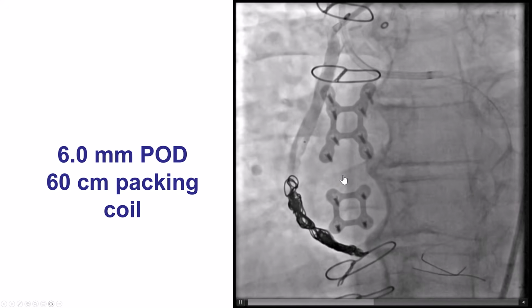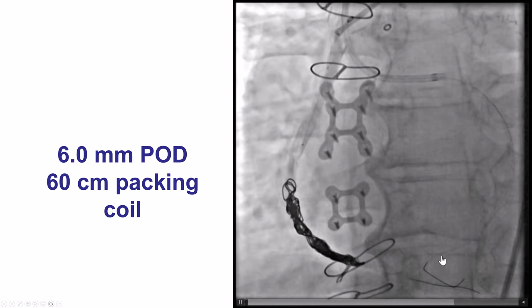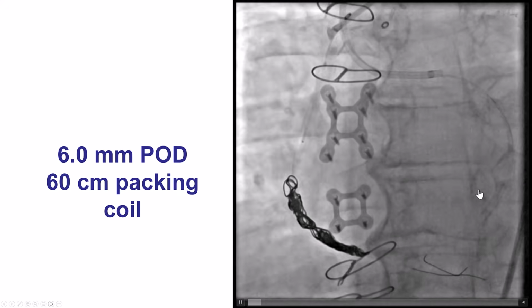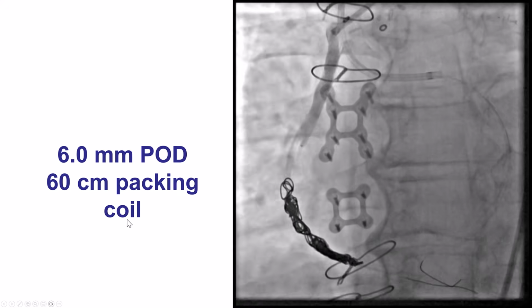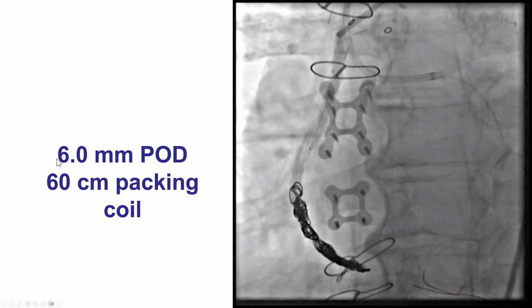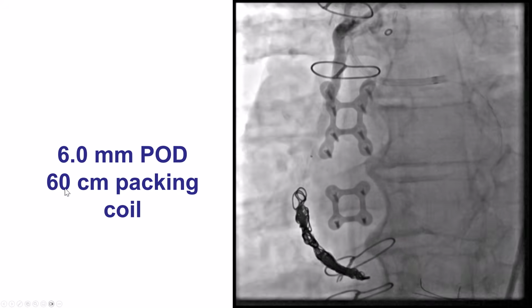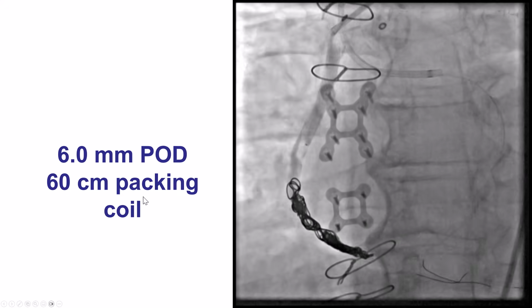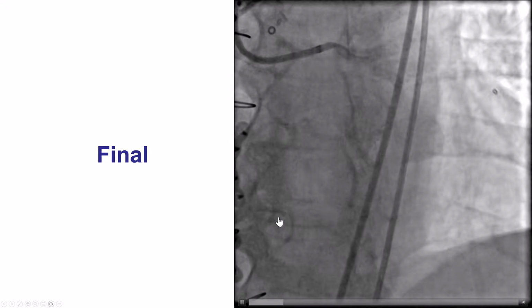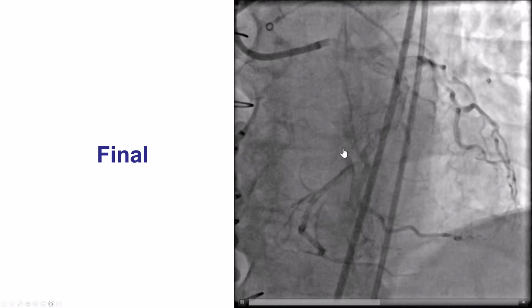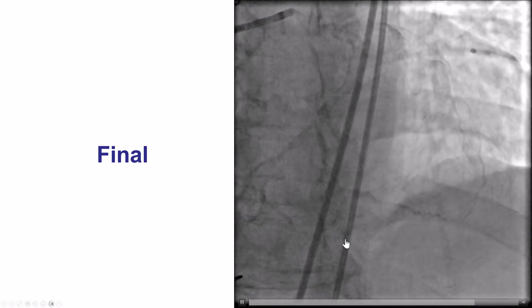Because of the competitive flow, we were worried that we were going to have potential thrombosis of the fresh stents we placed in the native coronaries, and that is why we occluded the vein graft using a 6.0 millimeter Pod coil and approximately a 60 centimeter packing coil, and that successfully occluded the graft. And this was the final result with nice flow down the circumflex.